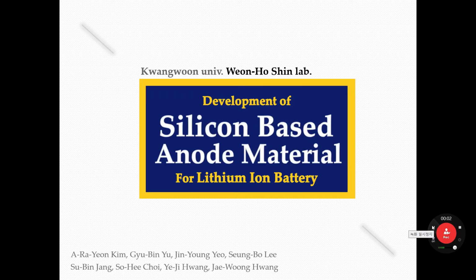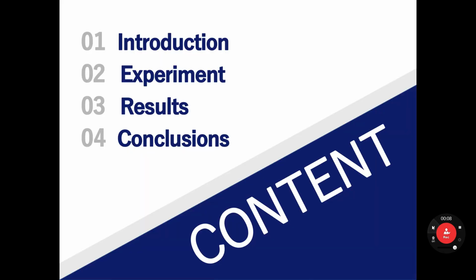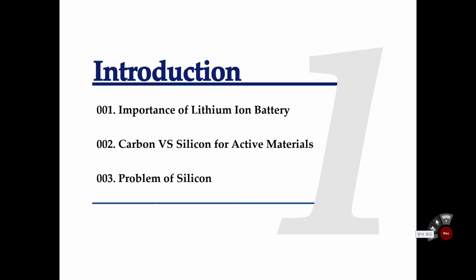We will start with the presentation on the development of silicon-based anode materials. The content consists of 4 sections. In the introduction, we will discuss why the lithium-ion battery is needed, the comparison of graphite and silicon as active material, and the problems of silicon.